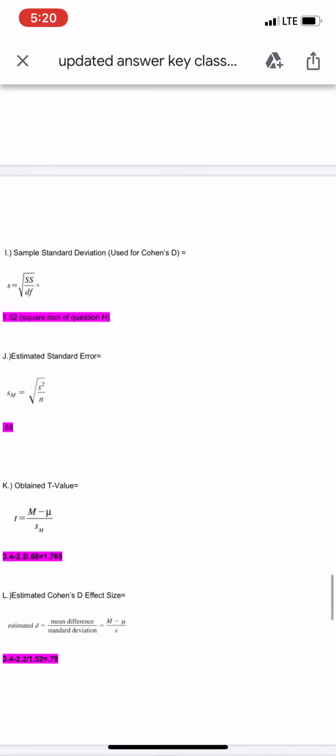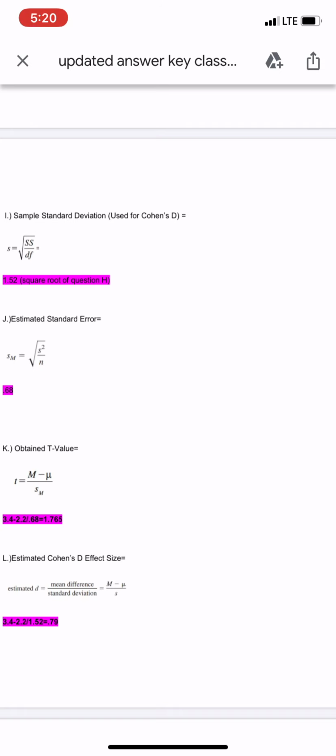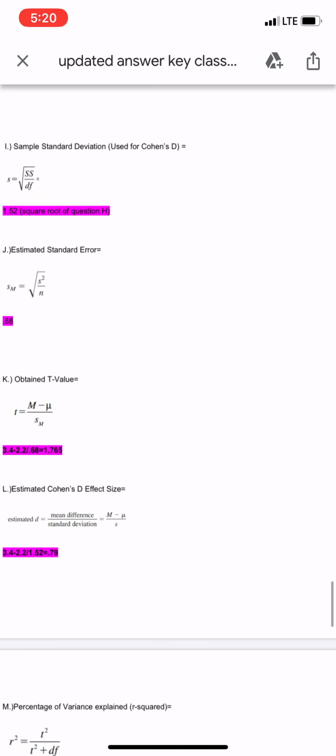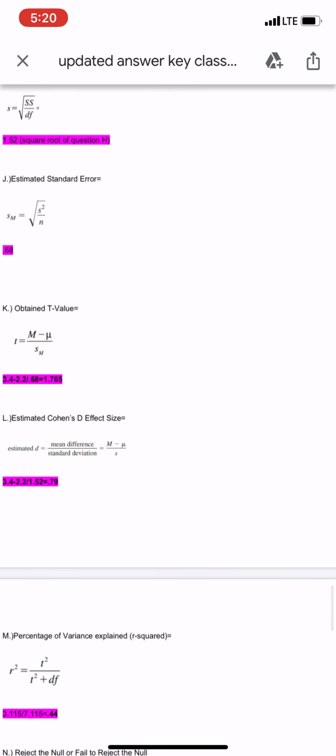The estimated standard error is the square root of the variance that was given over n, and when you plug those in, you'll get 0.68. The obtained t-value is just M, the sample mean, minus mu, the population mean, over SM, which is the estimated standard error of the mean. That's 3.4 minus 2.2 divided by 0.68, which equals 1.765.